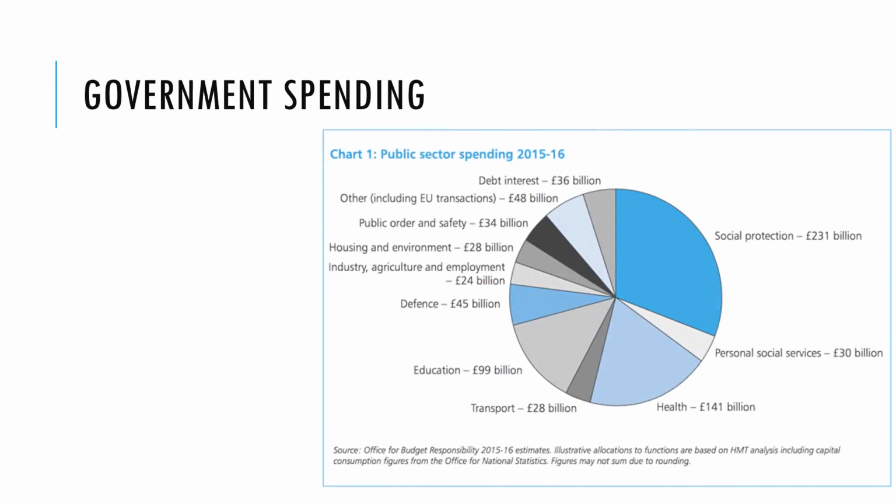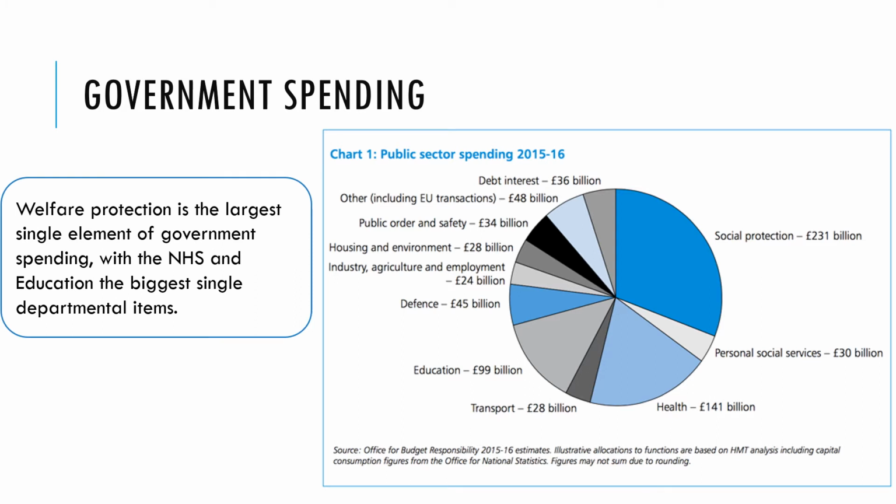So let's start off by looking at government spending. Here is a breakdown of the UK's government spending in 2015-2016, and we can see that welfare protection is the largest element of government spending. So by this we mean payments in benefits and also payments in terms of pensions. The second largest are then health, so the NHS, and then education. What is quite interesting to notice is debt interest. So a lot of government spending is taken up by repaying debt that they have accrued previously.